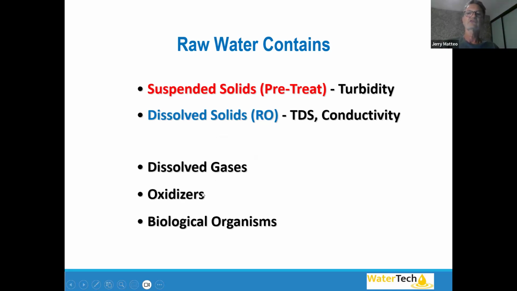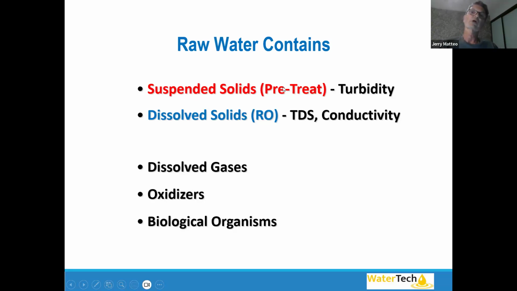We also have gases and oxidizers. Chlorine is one. We're adding chlorine. You might even be adding bromide or some other oxidizer to kill bacteria. And we've got a lot of biological living organisms that just happen to inhabit our raw water. Wells are pretty clean, but surface water can have a lot, and ocean water has a lot.